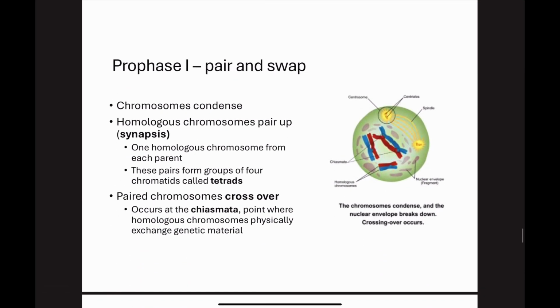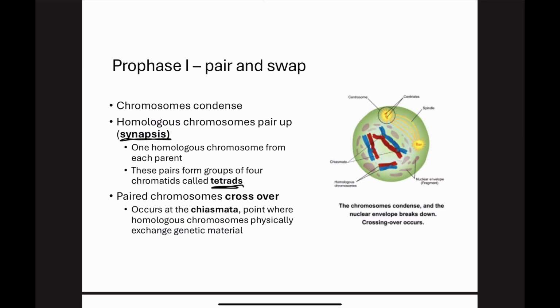So during prophase 1, our chromosomes condense. We have our homologous chromosomes pair up. This is called synapsis. When one homologous chromosome from each parent comes together, that area in which they touch is called synapsis. And because we have two homologous chromosomes pair up, they form something called tetrads.